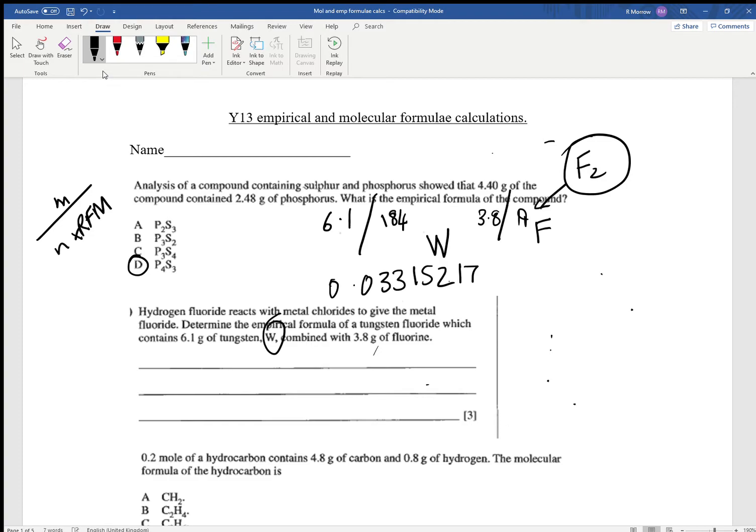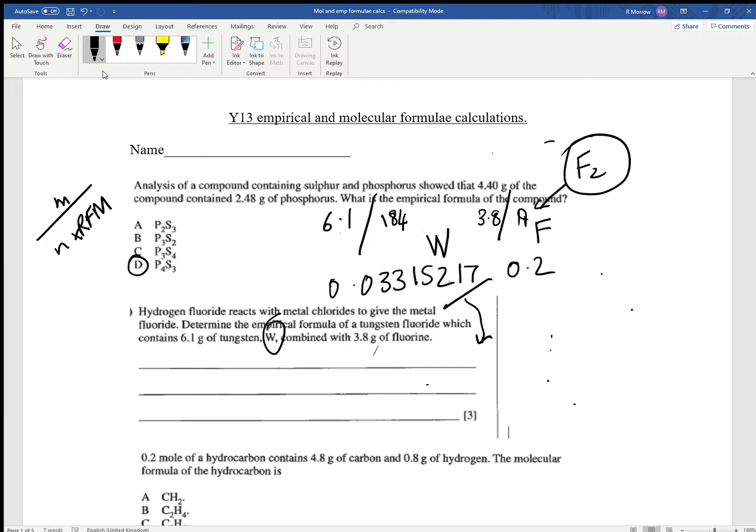So our fluorine, we've got 3.8. Fluorine has an atomic mass of 19. So that gives us 0.2. Like we did when we were doing empirical formulas at GCSE, we take the smallest number and we divide it into all of them.